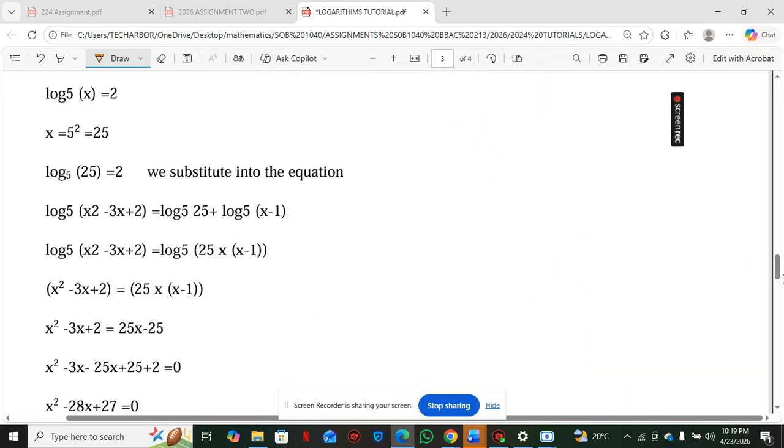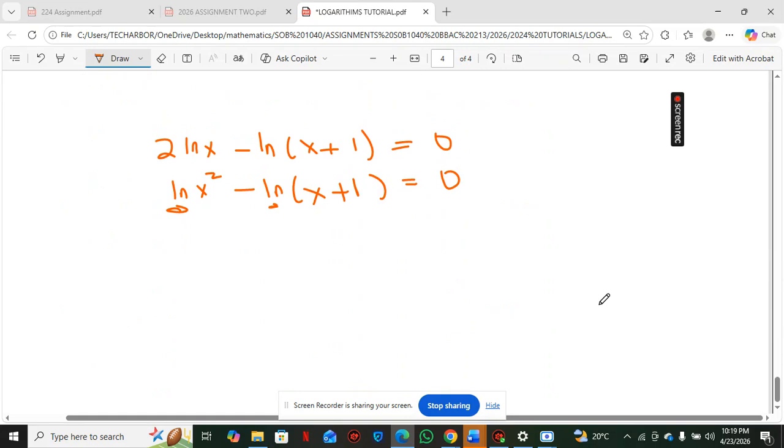So in this case here, we're going to apply the quotient rule, and we're going to say natural log, open brackets, x squared over x plus 1, equals 0. Whenever you see logarithms subtracting themselves, this is what you're going to need to do.